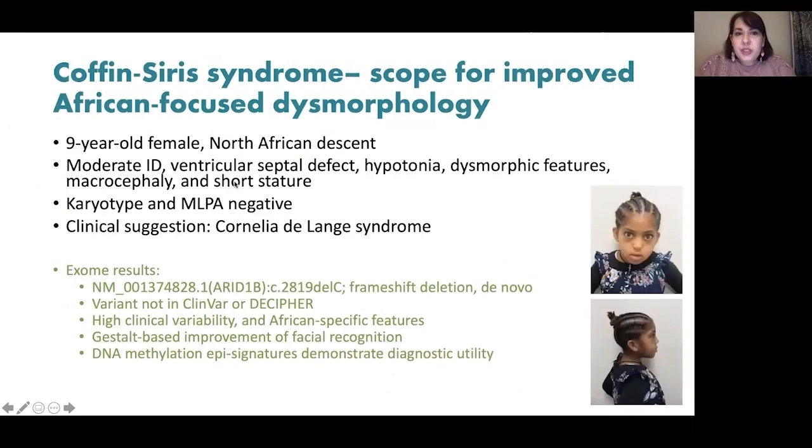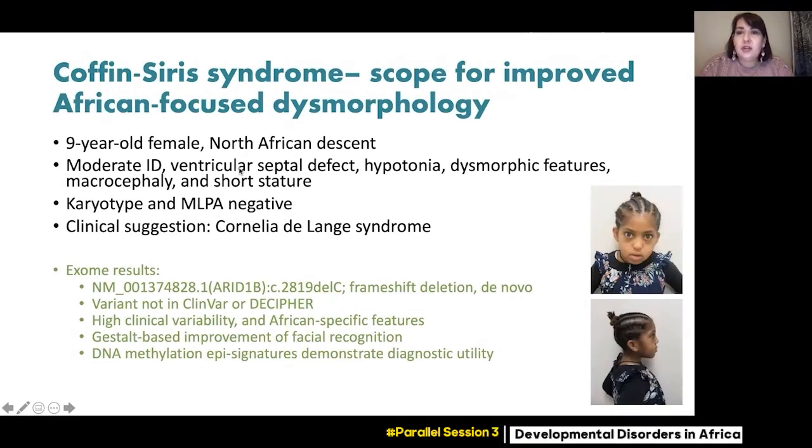The second case I want to share with you demonstrates the scope of African genomic studies to improve clinical dysmorphology. This is a 9-year-old female patient of North African descent with moderate intellectual disability, ventricular septal defect, hypertonia, dysmorphic features, macrocephaly, as well as short stature. Our clinical team posited a diagnosis of Cornelia de Lange syndrome based on these phenotypic features, but our exome analysis actually revealed an ARID1B frameshift deletion, with evidence suggesting it to be likely pathogenic.